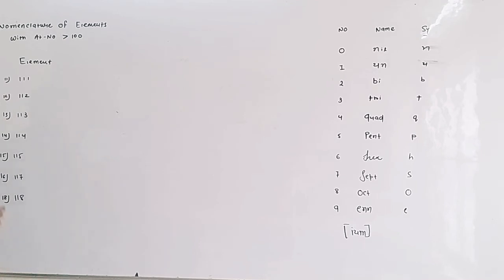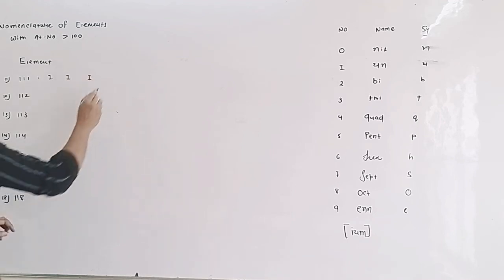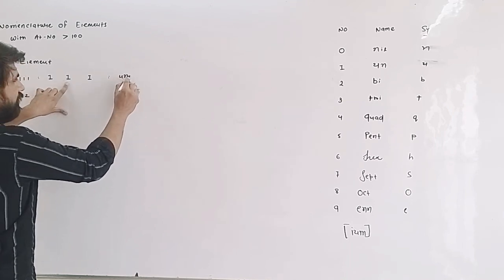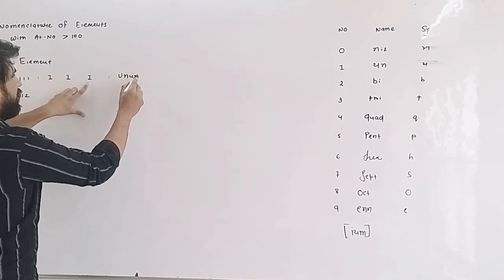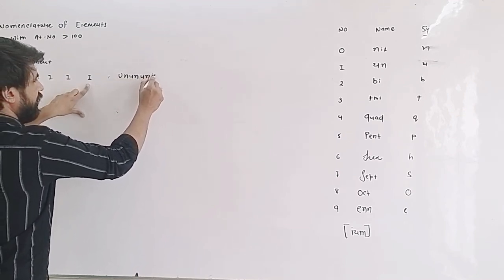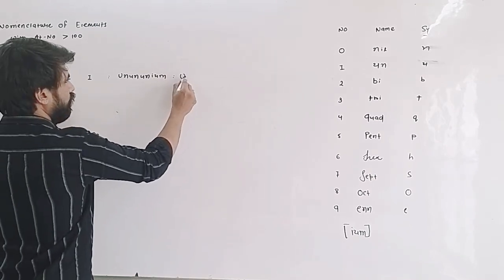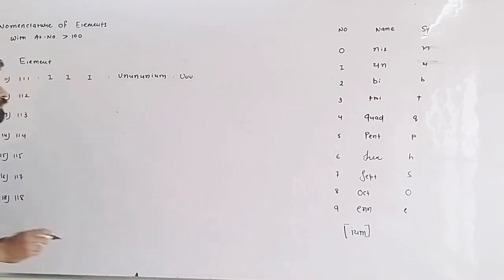Now, use the symbol. First one, 1, 1 and 1. Okay? So named as, 1 means what? Here it is un, again un, again un, and ium. What is the symbol of that? U. U is there, na? So 1, 1, 1 means UUU. That is the symbol. Okay.